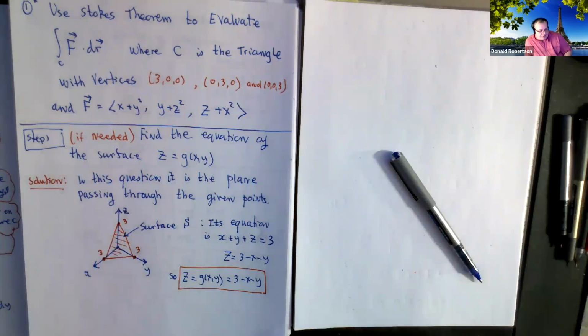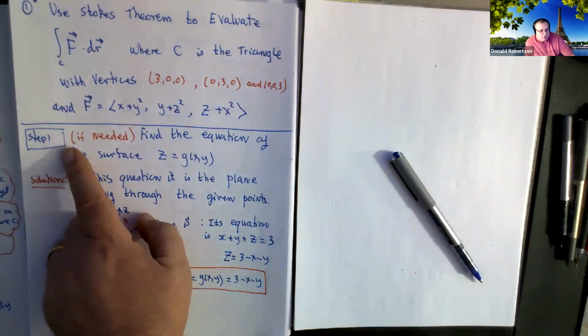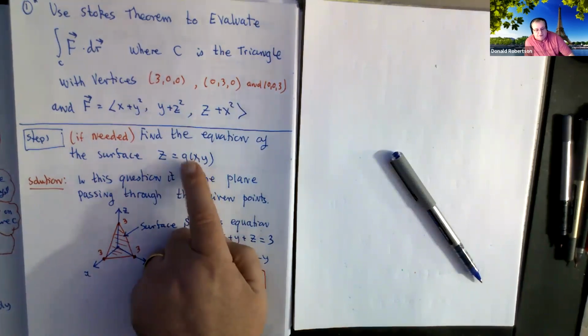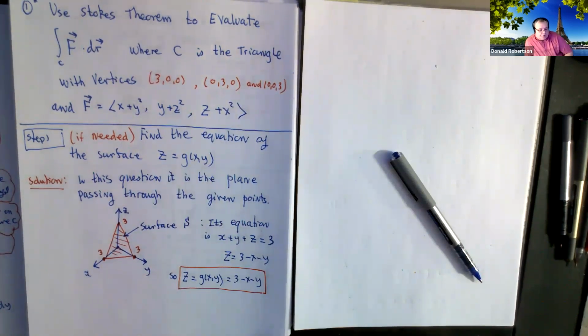So the job's essentially split into 4 main steps. This is the order I'm going to do all these questions. Step one, if it's needed, because sometimes they tell you what the surface is. They just said z equals x squared plus y squared, in which case you don't need to find it. But in this case, we do.